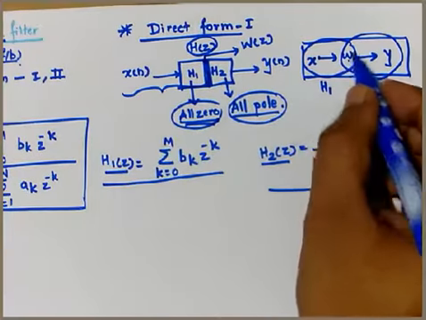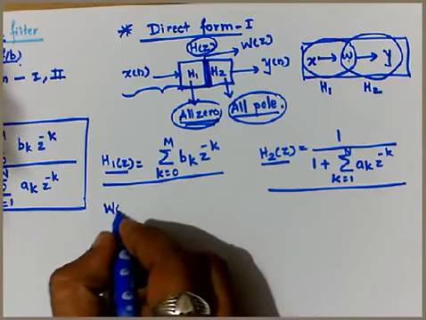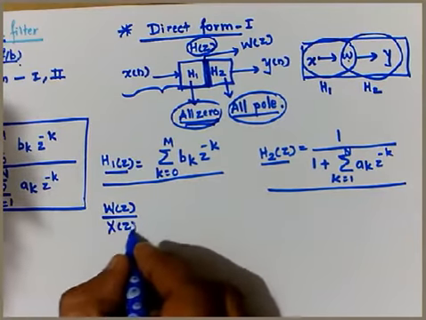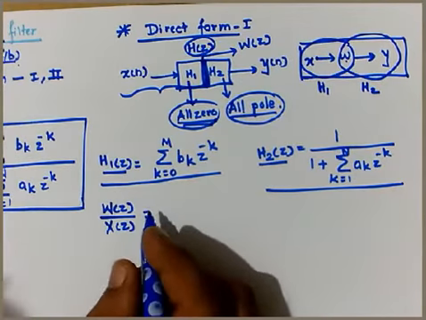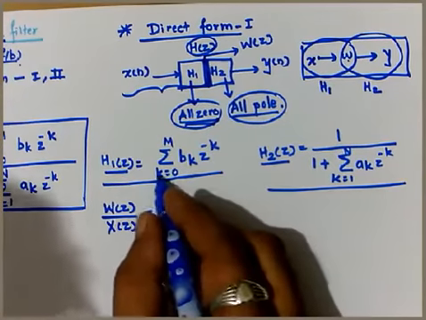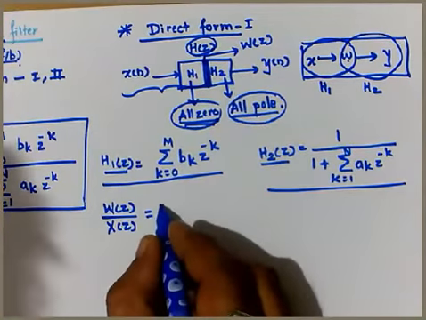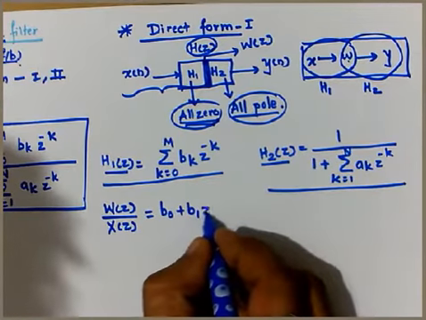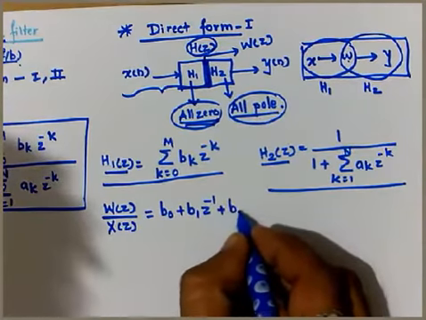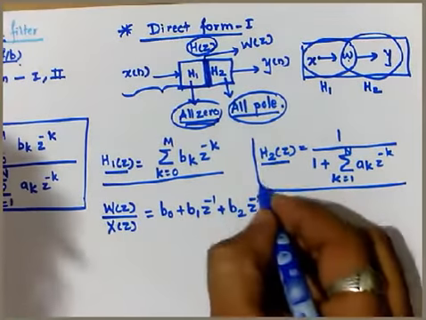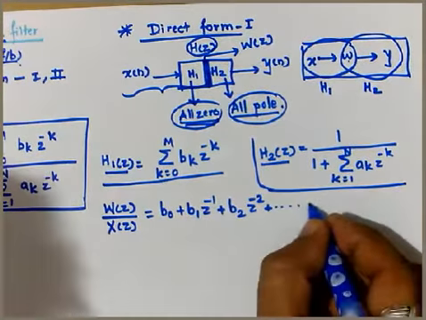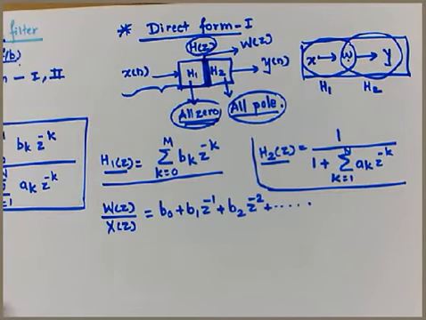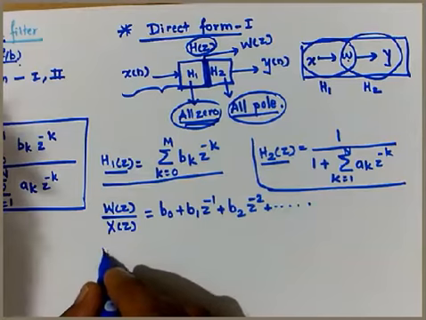So for h1, w is nothing but the output, so this can be written as W(z)/X(z), which is equal to the equation. Let me just split this equation by putting k equal to 0 to m. So it will be b0 z raised to 0 plus b1 z inverse plus b2 z raised to minus 2 plus dot dot dot. Now this can be further solved by using, let's say, the cross multiplication.